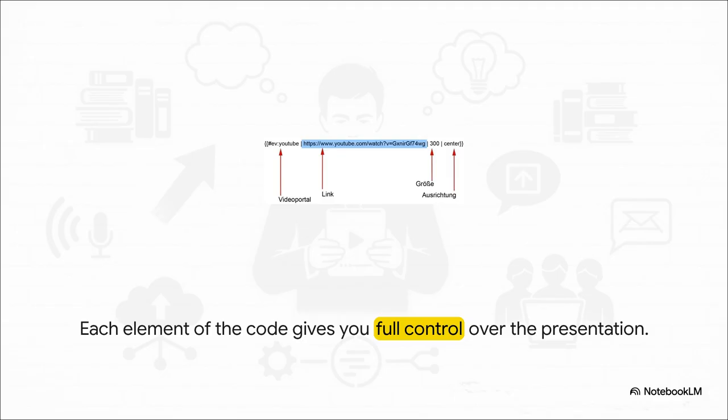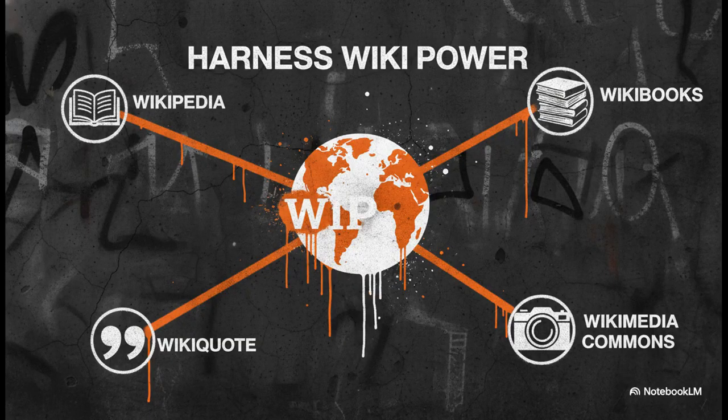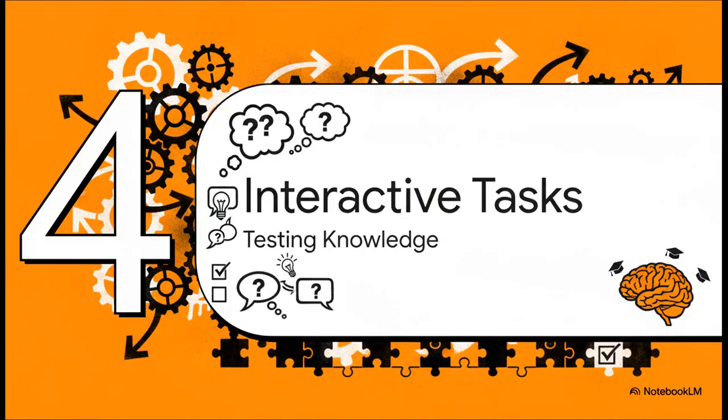Pretty cool, huh? And hey, why reinvent the wheel? You can pull in amazing content from the entire Wiki universe to make your course even richer. Grab detailed articles from Wikipedia, whole chapters from Wikibooks, or some inspiring quotes from Wikiquote. It's such a powerful way to add serious depth to your material. A truly great course isn't just about throwing information at people. It's about making sure they get it. So now, let's create some interactive tasks to actually test your learners' knowledge.